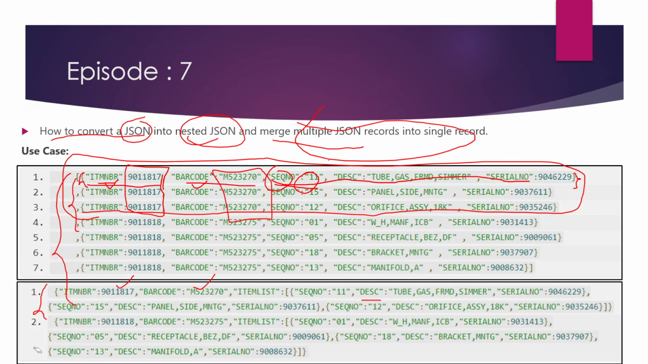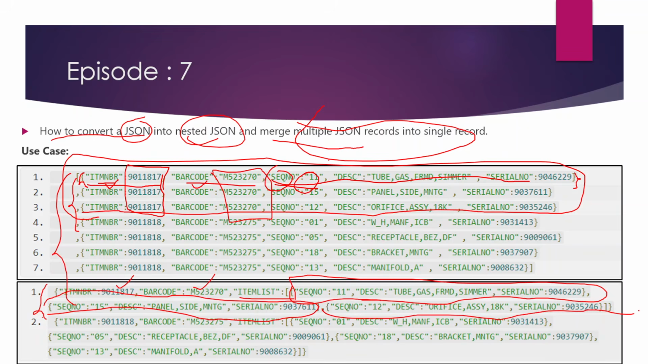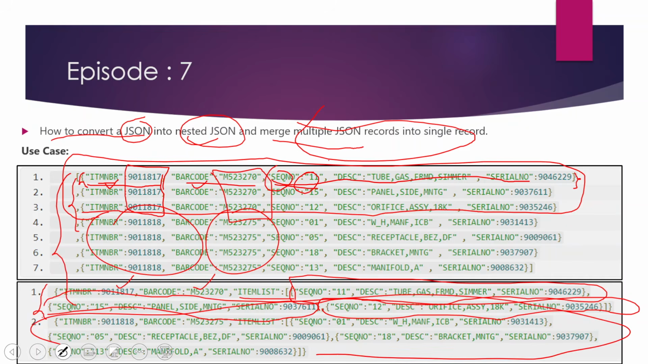Inside this item list, if you see, this is one JSON, then this is the second JSON and this is the third JSON. So it means three records have been merged into one based on item number and barcode. Similarly, these four records have the same item number and the same barcode, so they will be merged into one record. This is what we want to achieve. Let's go to the ADF and try to implement the same.